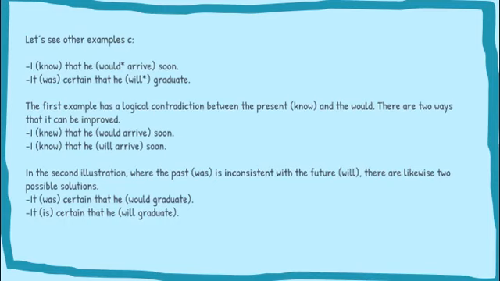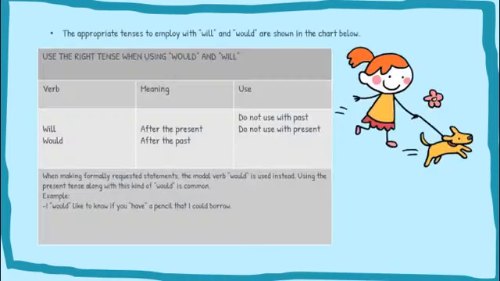In the second illustration, where the past, was, is inconsistent with the future, will, there are likewise 2 possible solutions. It was certain that he would graduate. It is certain that he will graduate. Check the following chart. It helps us understand how and when to use would and will. Let's see the last example. It says, I would like to know if you have a pencil that I could borrow. In the last part below, when making formally requested statements, the modal verb would is used instead. Using the present tense along with this kind of would is common.